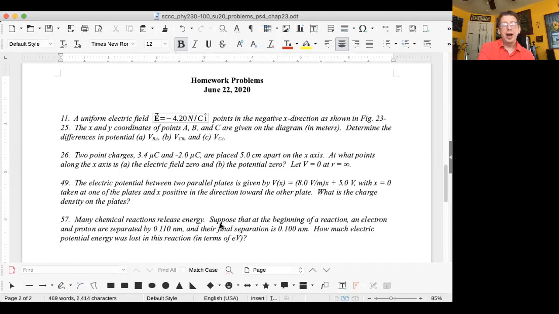You figure out the potential energy at one location and the potential energy at the other location. You'll probably get your answer in joules first, but then you convert that to electron volts, and that's your final answer.